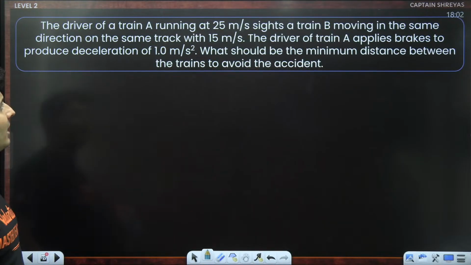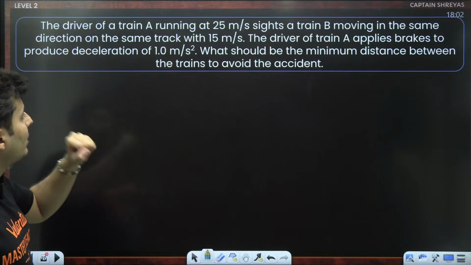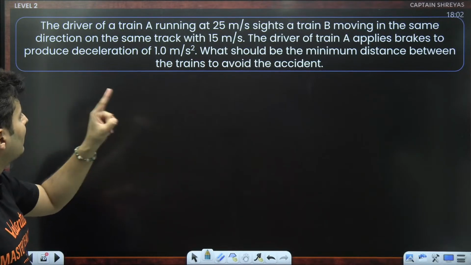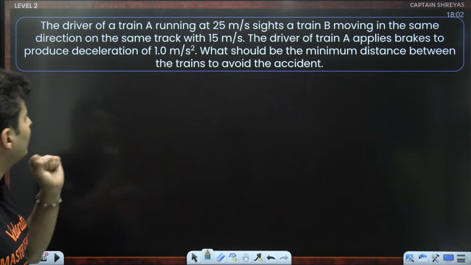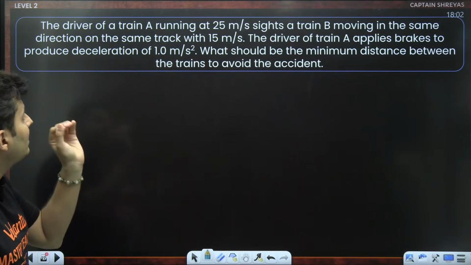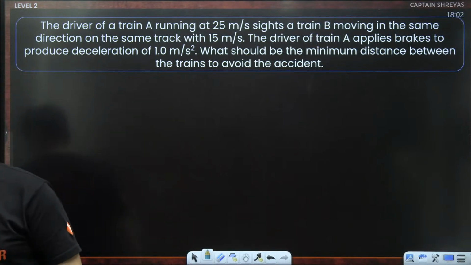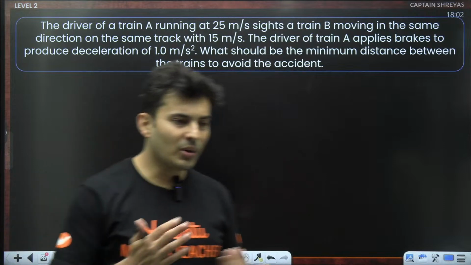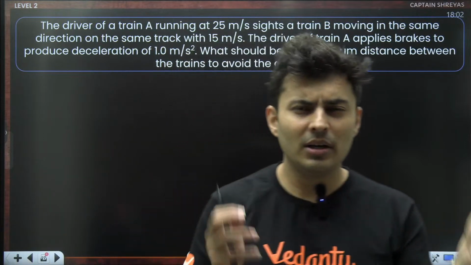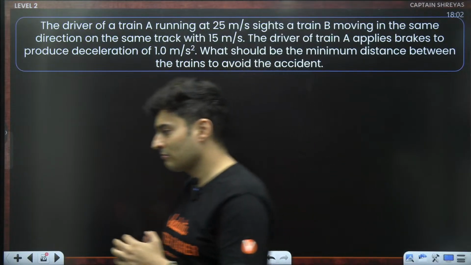The driver of a train A running at 25 sees another train B moving in the same direction at the speed of 15. Driver of train A applies the brakes to produce a retardation. What should be the minimum distance between the trains to avoid the accident? Read the question again. Whenever you see two things in same direction, opposite direction, etc., and you can see some accelerations, velocities involved, generally speaking, it will be a question of relative motion.